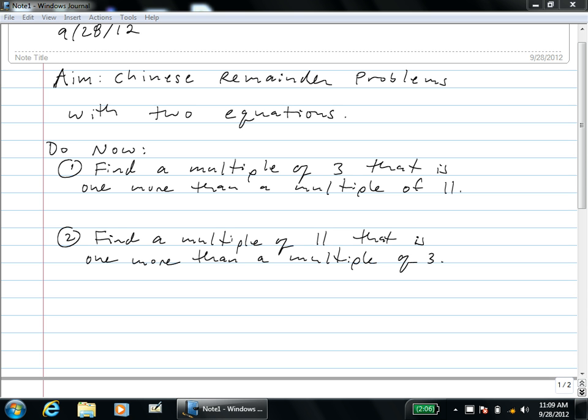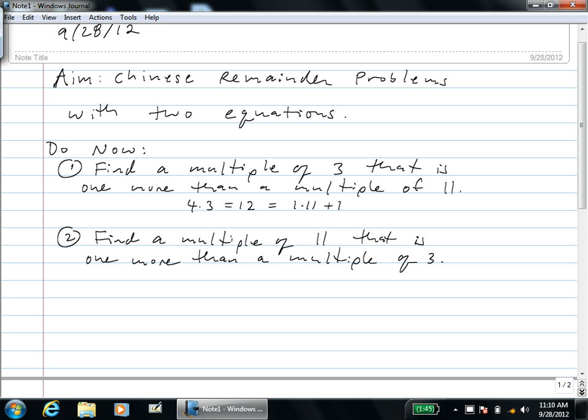But what is the answer? What's the multiple of 3 that's one more than a multiple of 11? Carolyn? 45. Is there a smaller one? 12 is even smaller. It doesn't say to find the smallest one, so 45 also works. It just asks for any of them. But as far as the smallest one goes, I'll write down that 4 times 3 is 12, which is 1 times 11 plus 1. That's your smallest one.